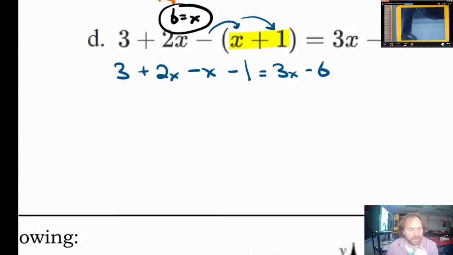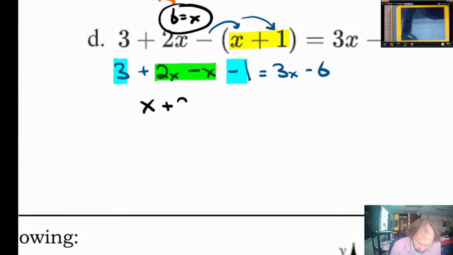And here, again, before you start moving things from side to side and flipping algebra tiles, you want to make sure you combine your like terms together first. So combine that stuff. 2x minus x gives you just x, and 3 minus 1 gives you 2. So x plus 2 equals 3x minus 6. And now you can start moving things from side to side.